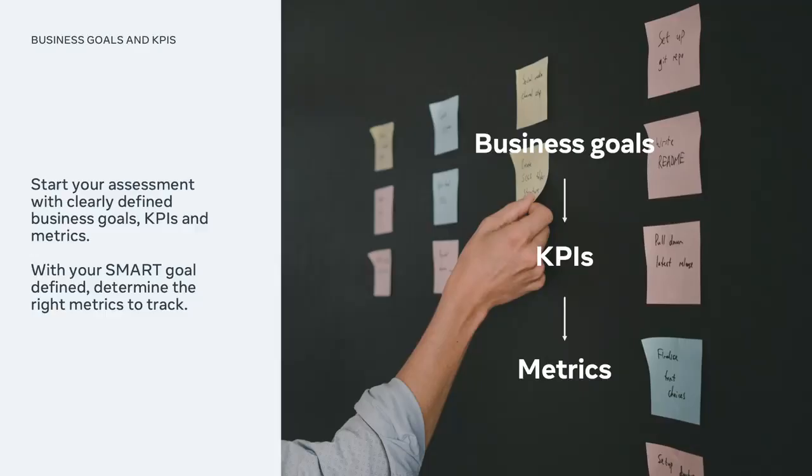Without clearly defined business goals, it's difficult to determine whether the metrics that you focused on for your analysis or experiment are the right ones. If we think about this as a step-by-step process, it starts with your business goal, then KPIs, and then metrics. First, we should ensure that our business goals are SMART goals. We'll explore this in more detail in a moment, but in summary, SMART goals are specific, measurable, attainable, relevant, and time-bound. Once you define your SMART goal, you can determine the KPIs and metrics to measure that goal.